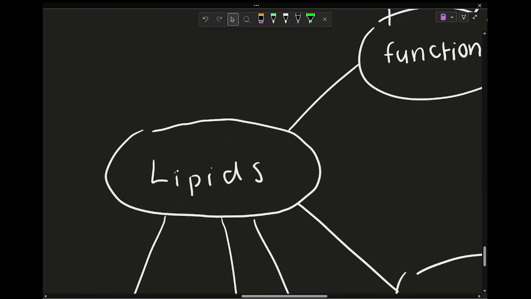So let's talk about lipids now. Lipids are hydrophobic, they're nonpolar, and they usually consist of long hydrocarbon chains. They also use covalent bonds. So let's talk about their functions.